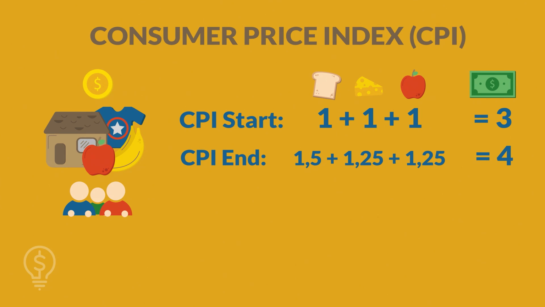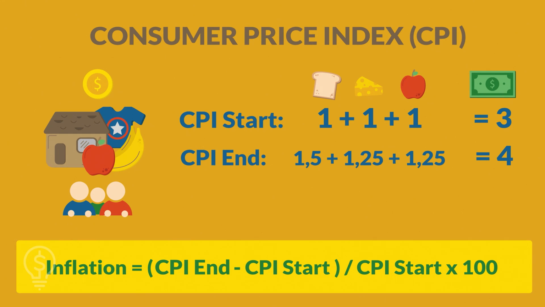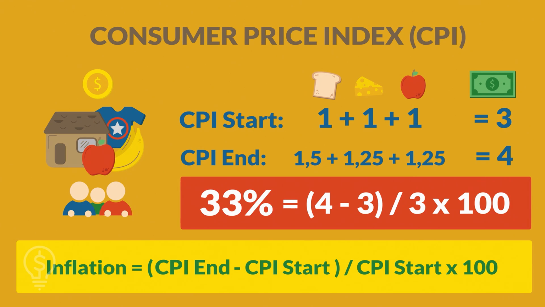The inflation or price increase can be calculated following this formula. In this example, the value of the index at the end of the year is 4, and at the beginning was 3, resulting in an inflation of 33% during that year. 33% is a high value, but it's even worse if it's maintained over time.